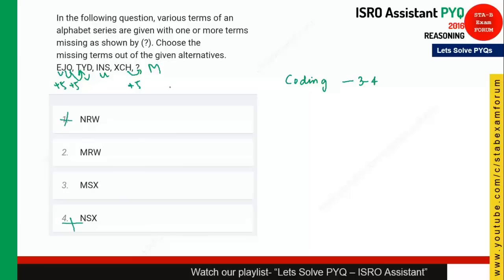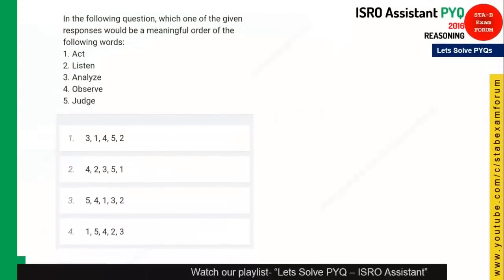After M, there again addition of 5 characters: M, N, O, P, Q and R should be there. Okay, so R should be there. So out of these 2 options, you are left with option 2. Okay, understood? So just it is addition of 5 characters in each of these alphabet. So the right answer is option 2. Okay, and option 2 was the right answer. Let's see the next question.